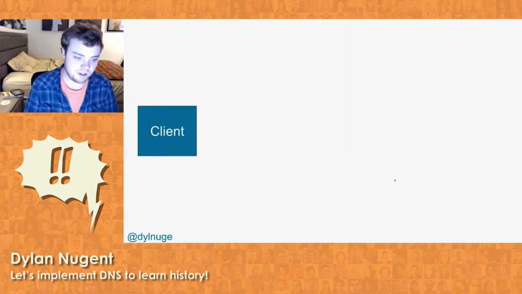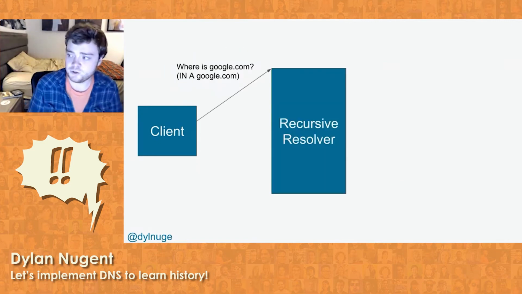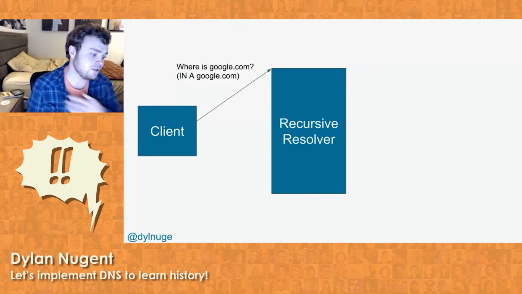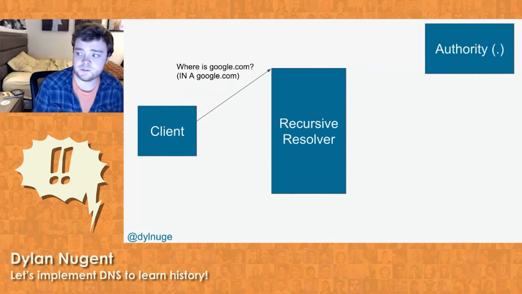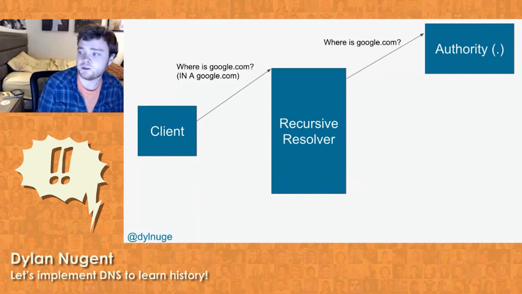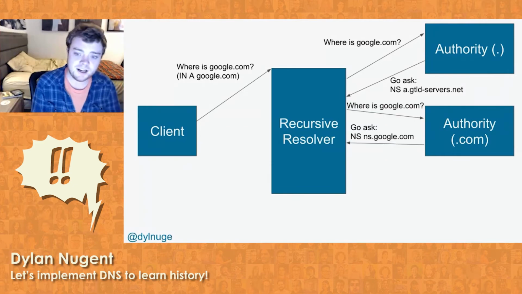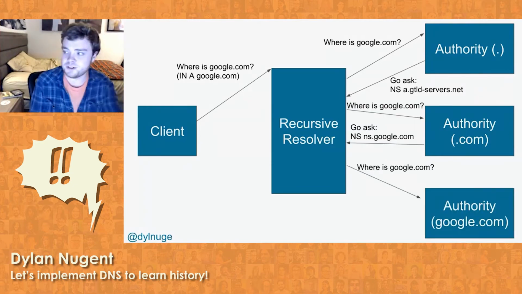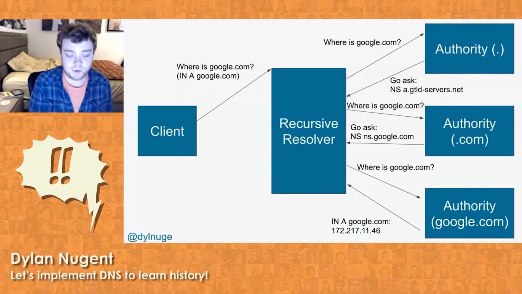So for instance, if we have a client and we want to know where google.com is, we'll go and talk to a resolver. A recursive resolver is one of the two major types of DNS servers on the internet. It's going to be able to answer any question that we've got, and it's going to go talk to authoritative servers that know part of the answer. So the root authority won't know where google.com is necessarily, but it will know who controls .com.